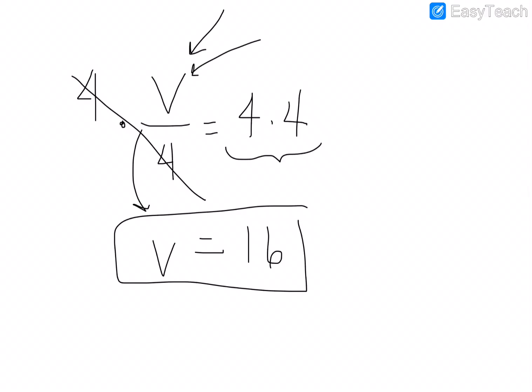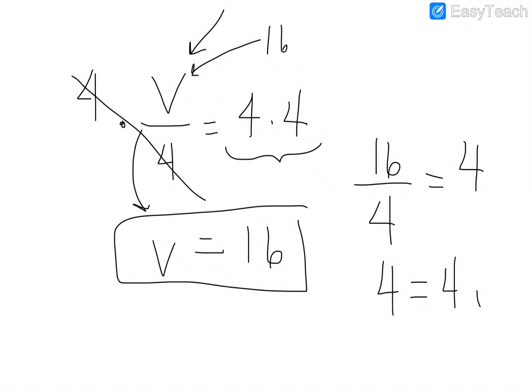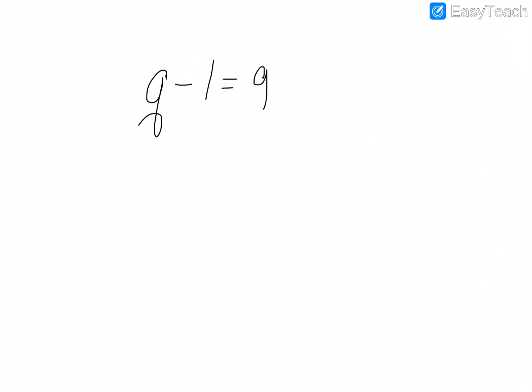I'm going to put the 16 here where my v is. The original says 16 divided by 4 should be 4. And 16 divided by 4 is 4, so 4 equals 4. That is a check. The final one, go ahead and pause the video.